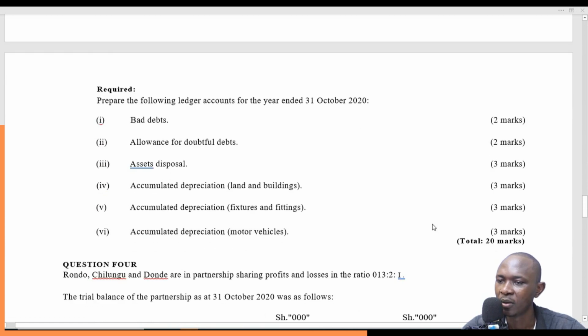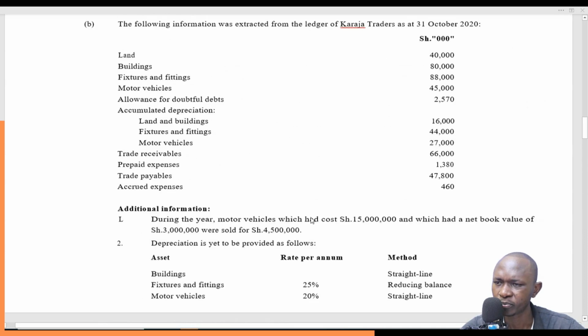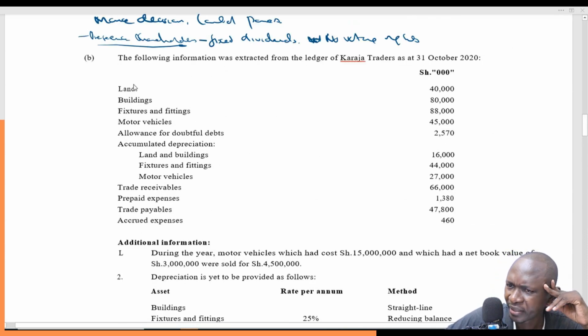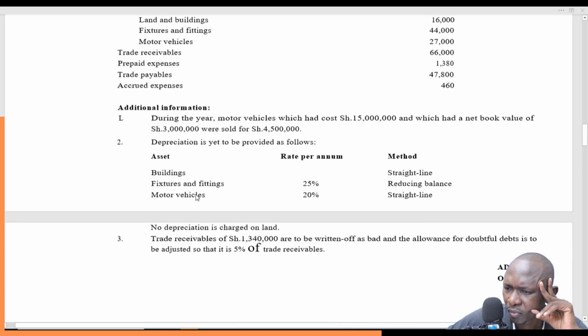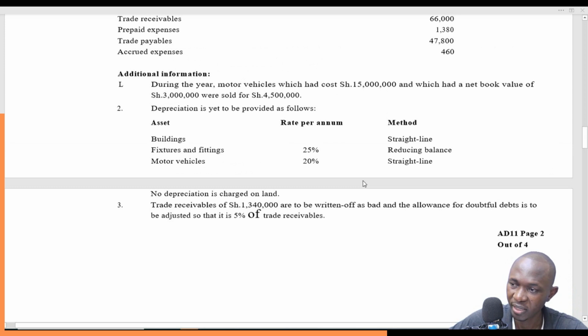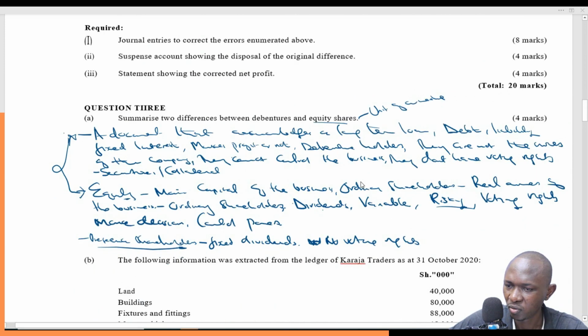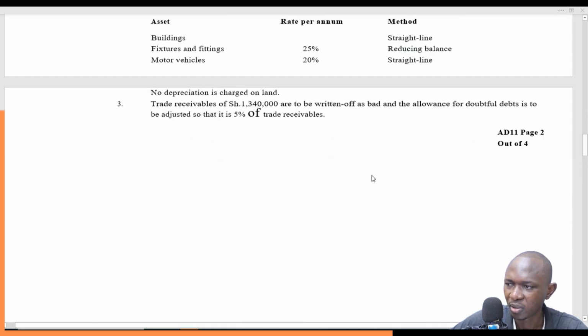So, required. Prepare the following ledger accounts for the year ended 1st October 2020. Bad debts account. So we are supposed to come up with a bad debts account. Trade receivables of 1340 are to be written off as bad debts. That's the only statement on bad debts. So we prepare bad debts. Allow me to prepare it here. I can see there's a lot of space here, so allow me to just come up with these accounts here.